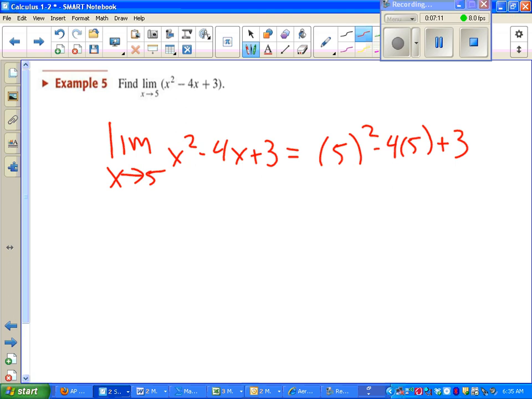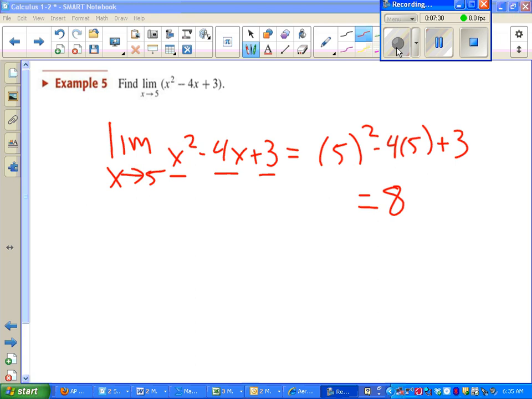And this really is a result of all those theorems we just saw. It says we can take each of these 3 pieces separately and find the limit of each one on its own. And it ends up being just this thing we call direct substitution. Order of operations is going to help you simplify. And we move on with our life.